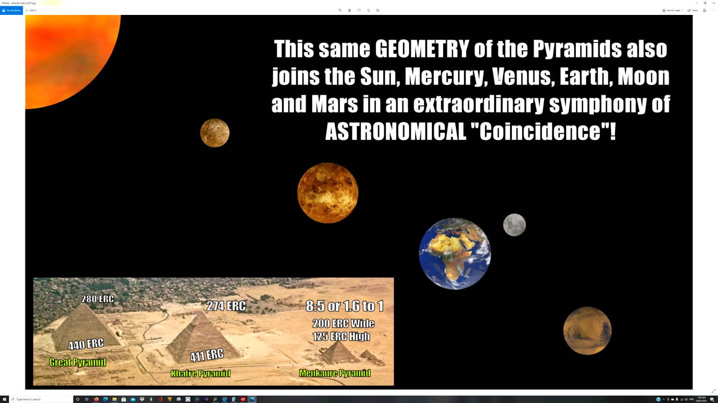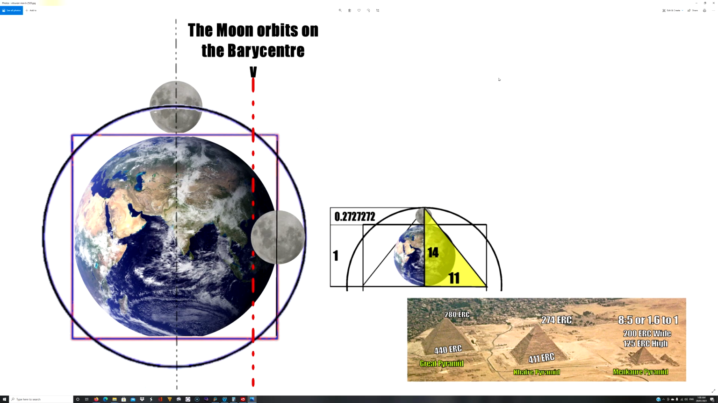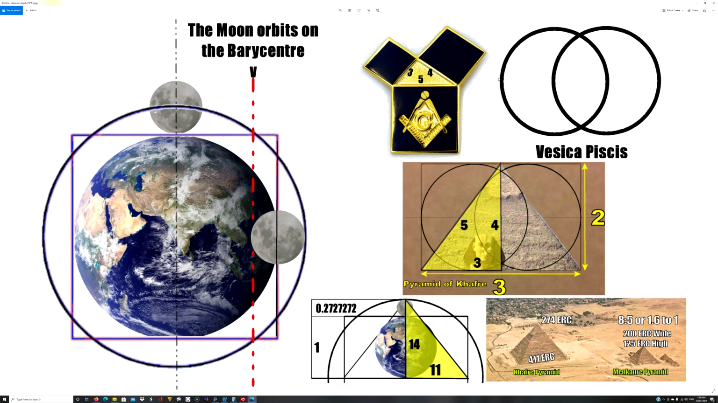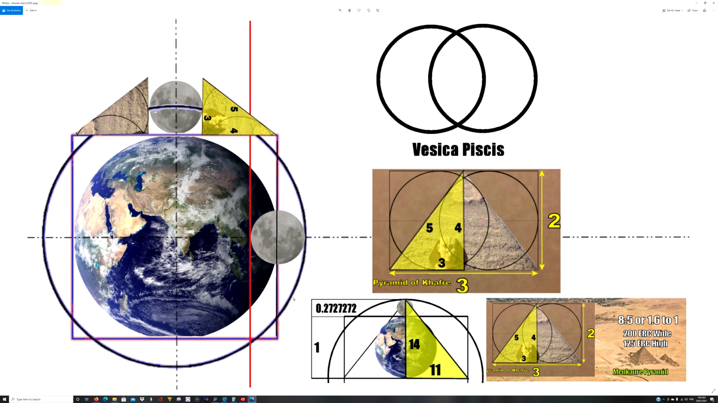Now, the same geometry of the pyramids also joins Sun, Mercury, Venus, Earth, Moon and Mars in an extraordinary series of coincidences. Gods of astronomy, weights and measures back in the day. Also, we've always got the symbols. So we have the Vesica Pisces, 2 to 3, Khafre's pyramid, the 3, 4, 5 triangle. All right, now it's back to that 14 and 11. Now let's use the Vesica. So I've just got Khafre's pyramid and the Vesica.